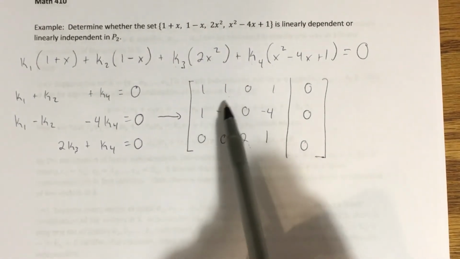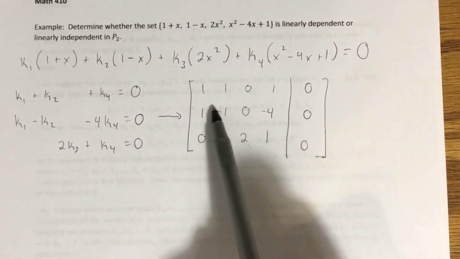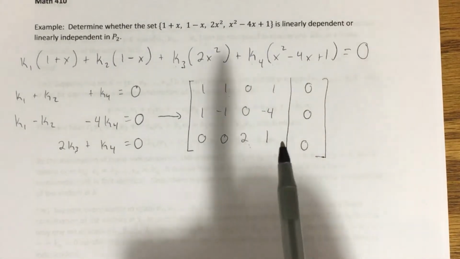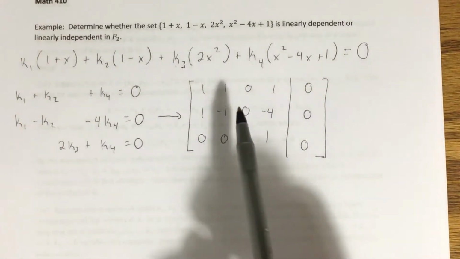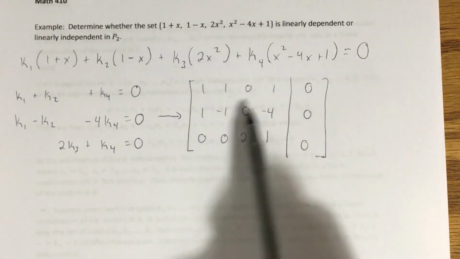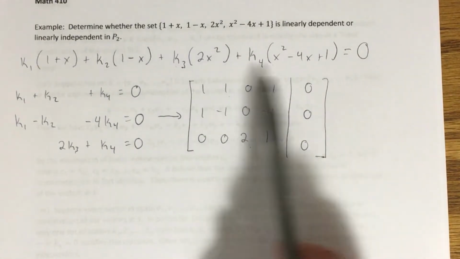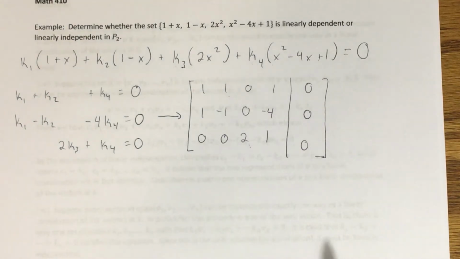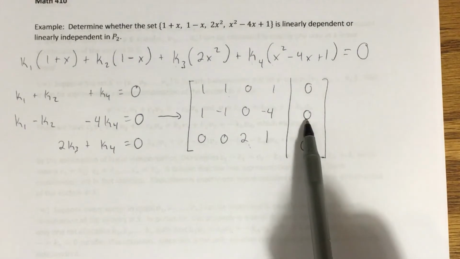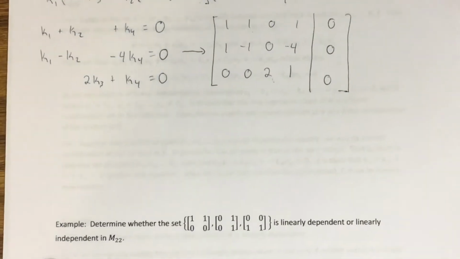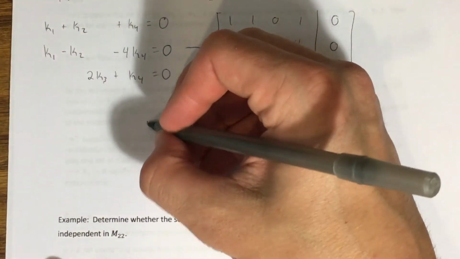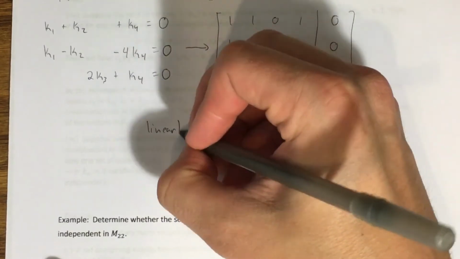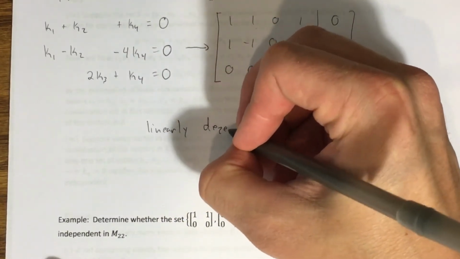Or it's possible that I have a leading one down here, but I had to jump over one of these columns. The point is, I have more unknowns than I do equations. And in the case of homogeneous linear systems, this guarantees at least one free variable. That means this will have infinitely many solutions, which means there are non-trivial solutions, which means this set is linearly dependent.